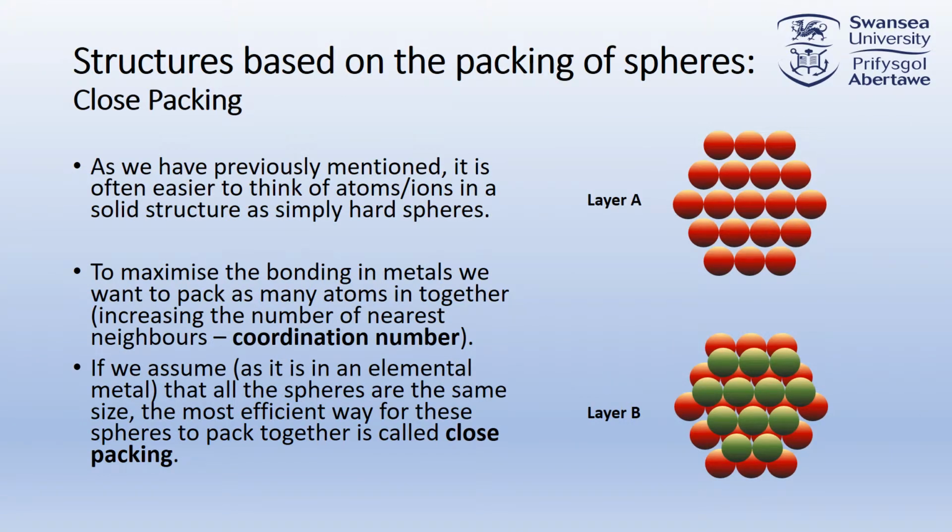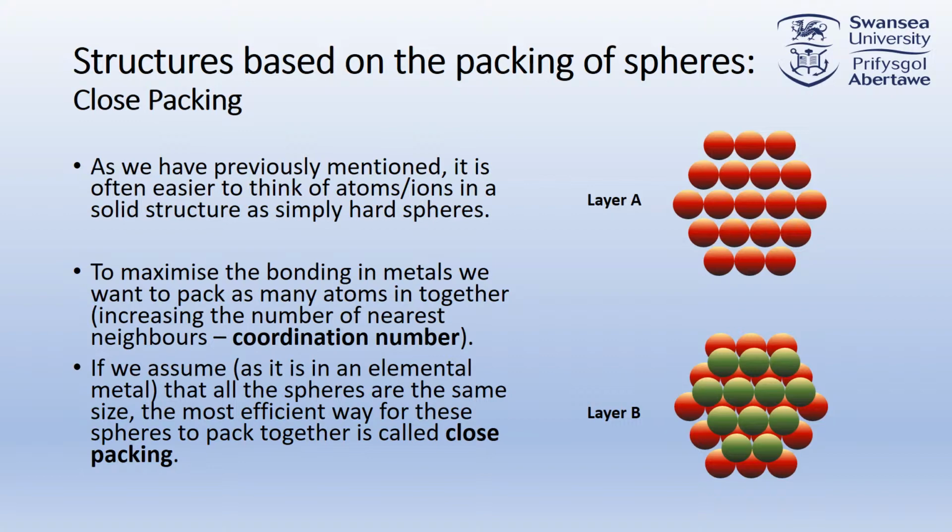So let's go back to thinking about our structures, and the way in which to do this is actually think of our atoms or ions as basically hard spheres. And we want to, especially our metals, we want to be packing in as many of those atoms in together. So we're increasing the number of nearest neighbours. They want to have lots and lots of friends. And so we want as high a coordination number as possible.